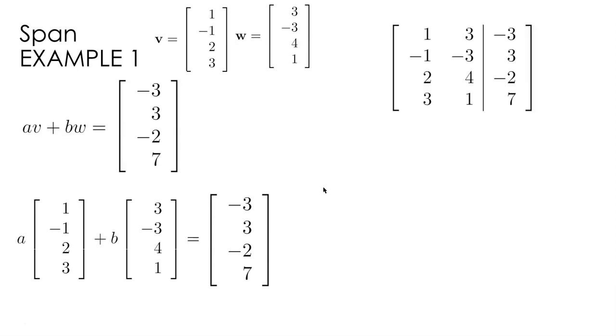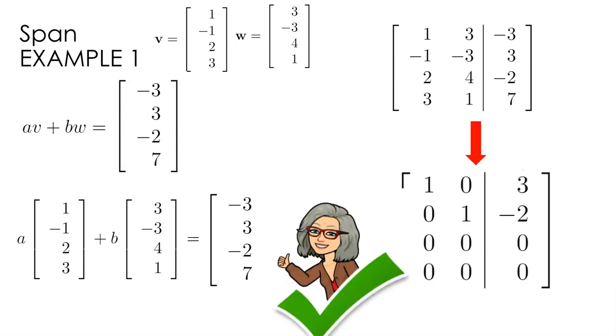So I can use my augmented matrix, put this in row reduced echelon form, and see if I can solve and get a solution for a and b. I get this, which means it's in the span. 3 times v minus 2 times w will give me this vector. Let's try a different one.